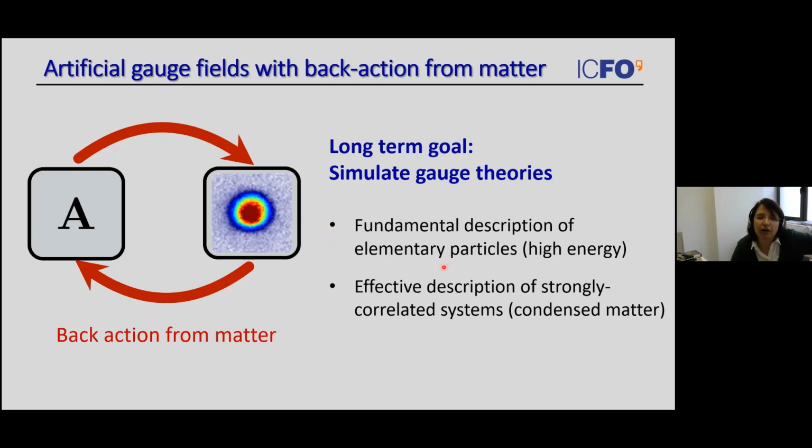And also because these gauge theories come many times as very powerful, effective descriptions of strongly correlated systems, like the ones you find in condensed matter physics. So you could think of engineering in your lab not the strongly correlated system, but directly the gauge theory, and you would also learn from this. So this is a really long-term goal in the field, and a lot of theorists have been wishing for that for really, really long.